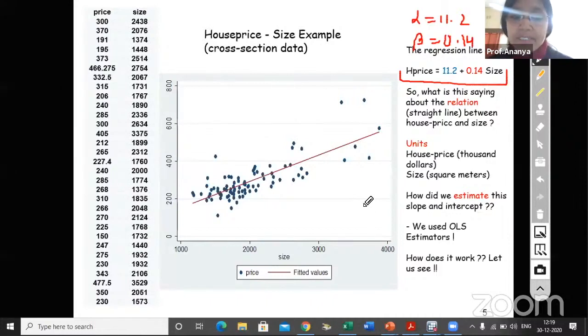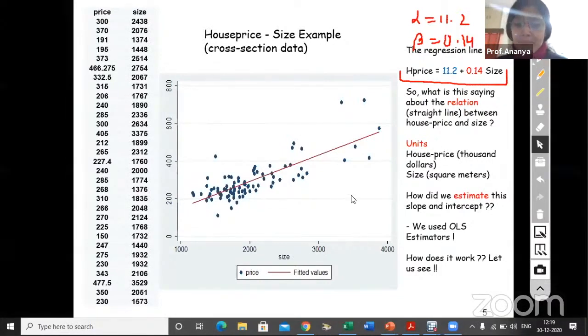Two variable regression: inspecting a scatter, fitting a straight line, and interpreting the results. If you have any questions on that, I'll take them once I've gone through the next couple of examples. So, over to the next example.